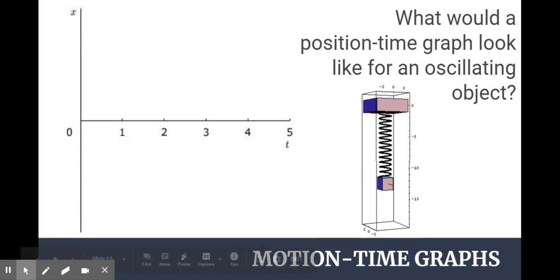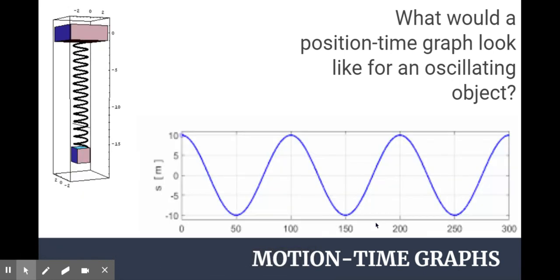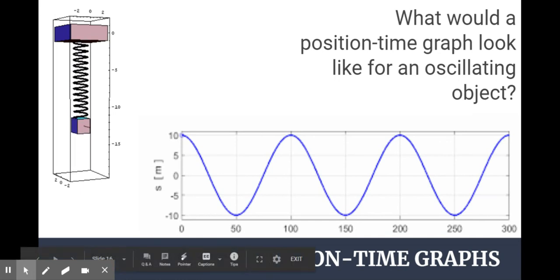Okay, well, here's my question. What would a position time graph look like for an oscillating object? That one's going to be a little bit trickier. Give it some thought, make a prediction. What do you think a position time graph would look like for an oscillating object? Well, we get something that looks like a wave. This is called a sine curve. It looks like this, all right? So this would track the position of the object as time progresses.